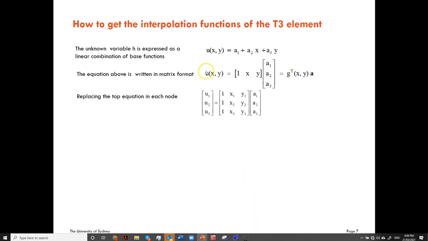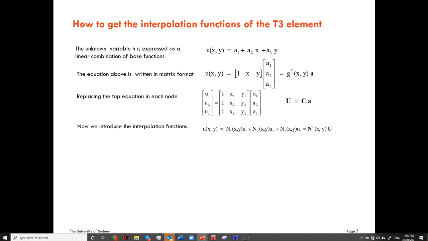So if you replace this equation in each node, you are going to get this equation. This is the displacement of the first node, the displacement of the second node, and the displacement of the third node. And this is going to be called the C matrix. So U is a vector with the displacement, the x displacement of the nodes. A is the coefficients of the base functions, and C is called the C matrix.